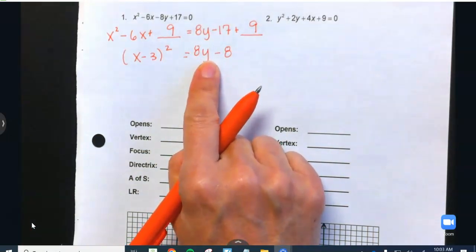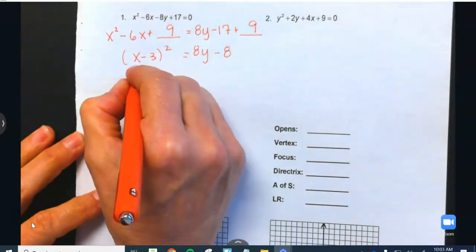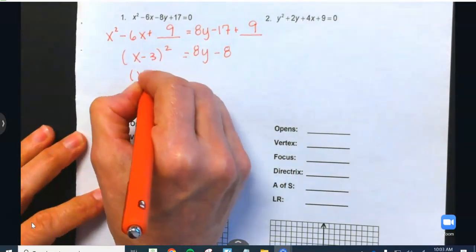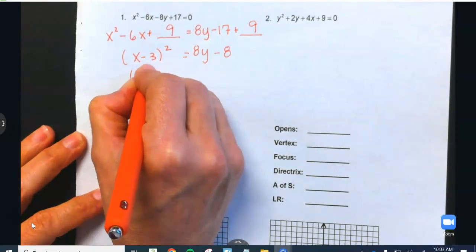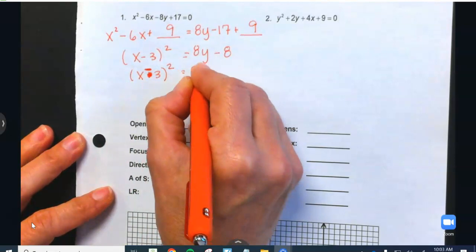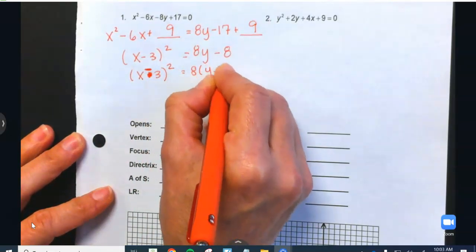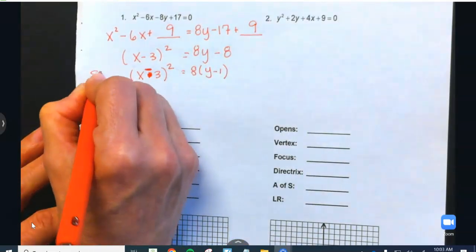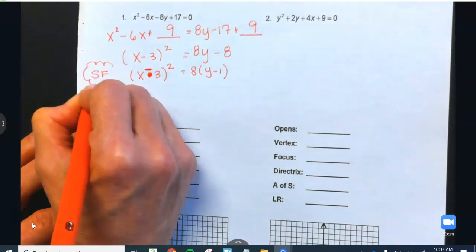Let's factor out 8 on the other side. I'm going to recopy this left side. We're not going to do anything to it. Let's take the 8 out. So that turns into y minus 1 in parentheses. This is standard form.